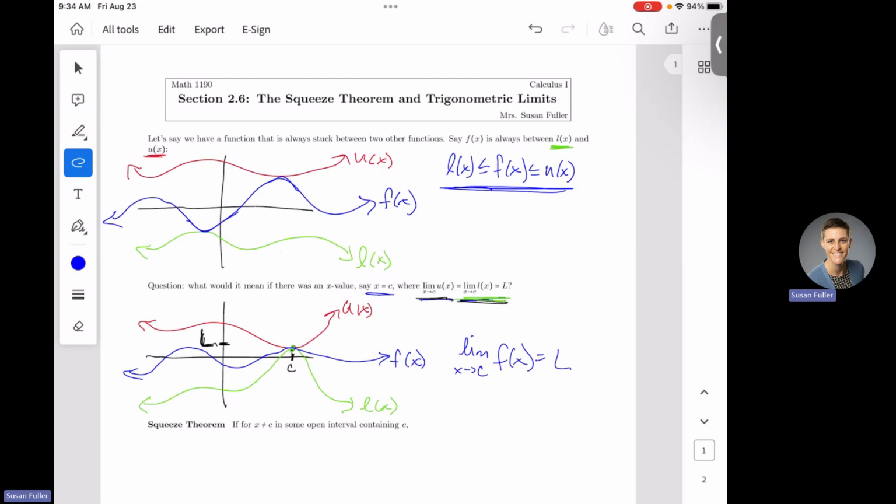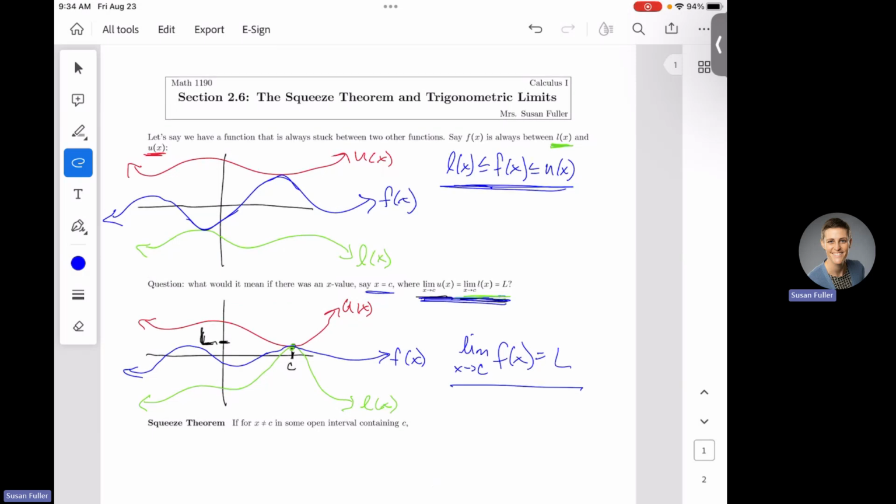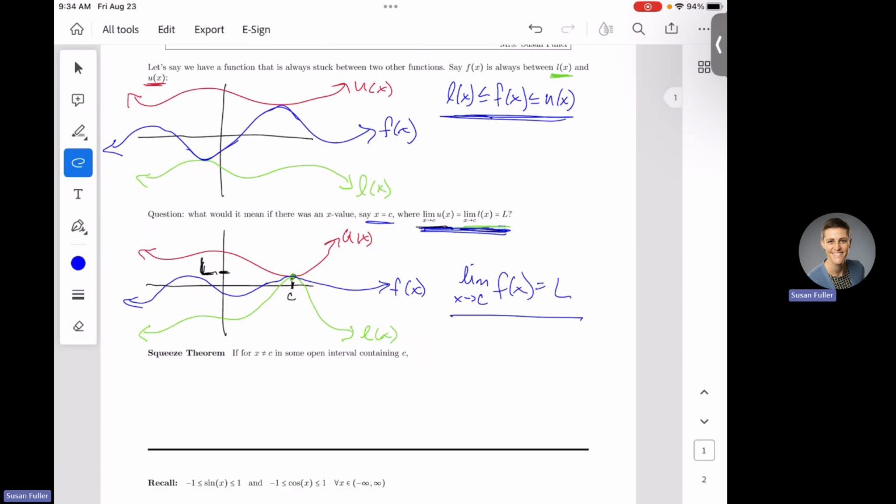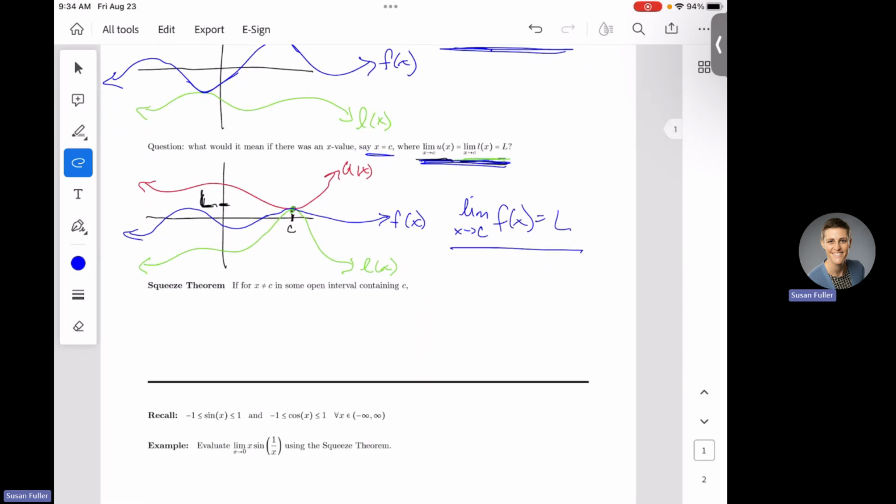These upper and lower functions are going to squeeze my middle function together and force that limit to match the limit of the other two at the same spot. Hopefully that makes sense, right? We're just saying that if you have a function that's always above or below, and they have the same limit at the same point, they're going to squeeze that middle function and force it to have the same limit there. And this very special case is what the squeeze theorem says.